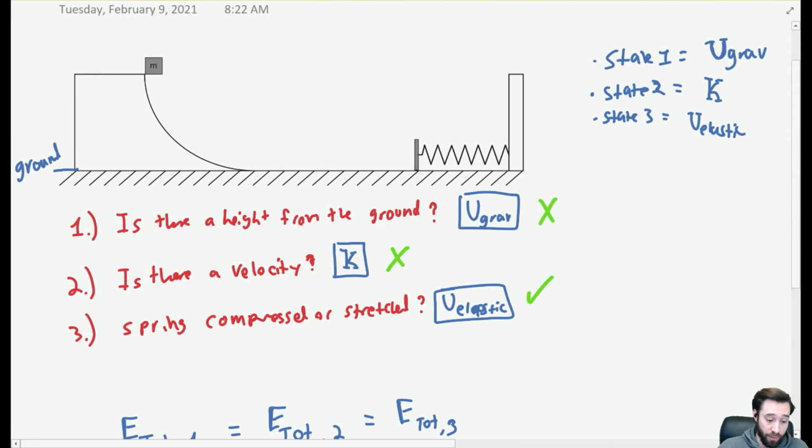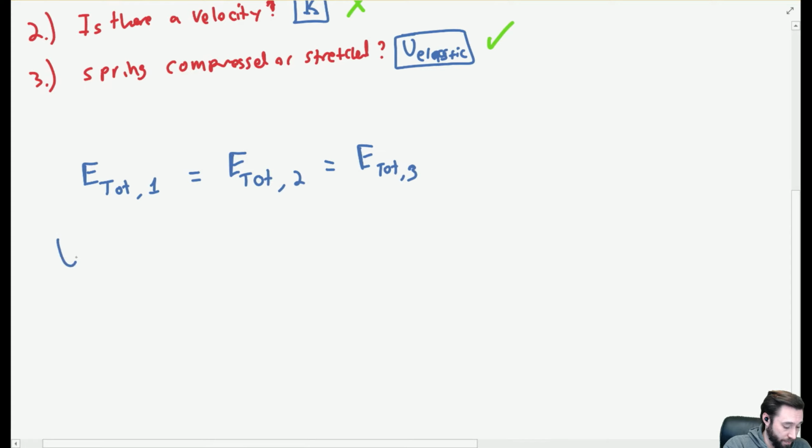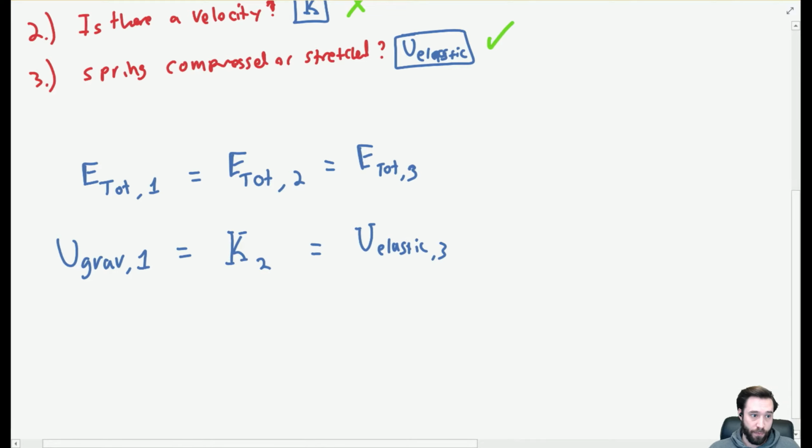Now, this is where we use these. So the only type of energy at state 1 is U-grav. So gravitational potential energy at state 1 is equal to the kinetic energy at state 2, which is also equal to the elastic energy at state 3.